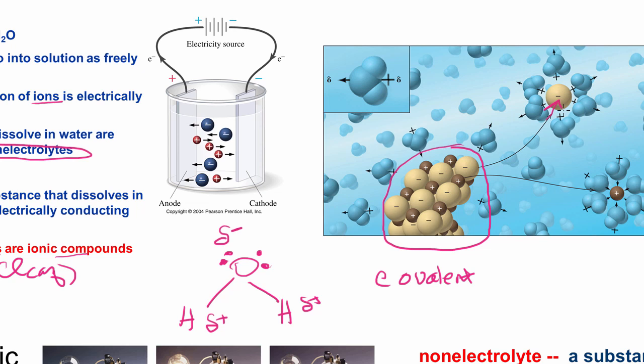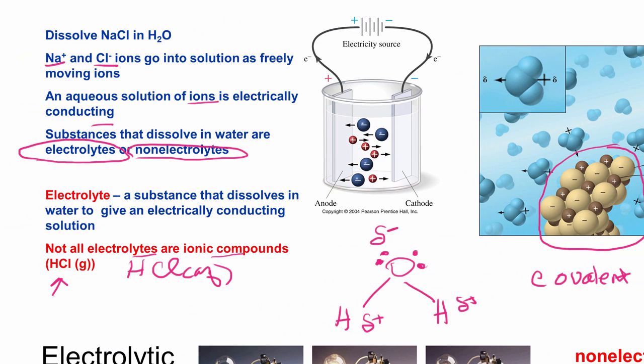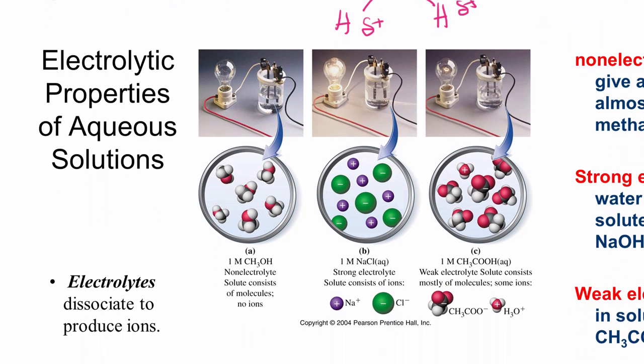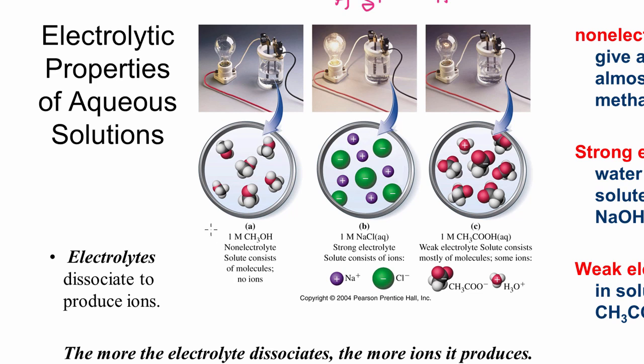Here we see a chloride ion being surrounded by 1, 2, 3, 4, 5, 6 water molecules, and a sodium ion being surrounded by 6 water molecules. So that's kind of a basic idea of what happens when we dissolve an ionic compound in water. Now we're going to find later that not all ionic compounds are soluble in water. So sodium chloride is what we call an electrolyte.